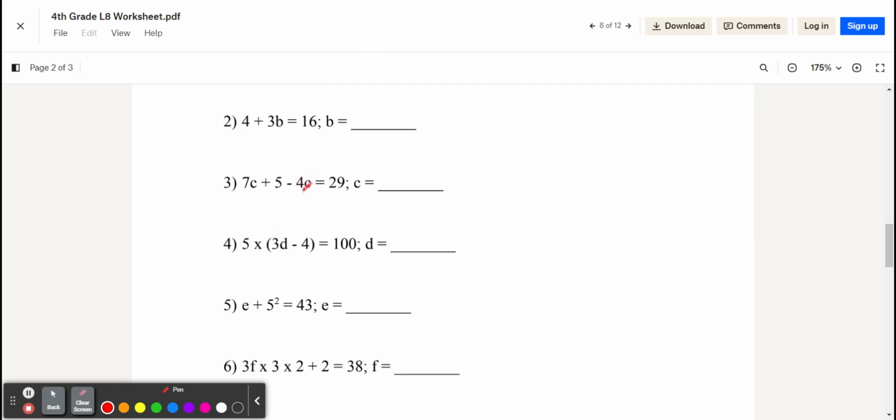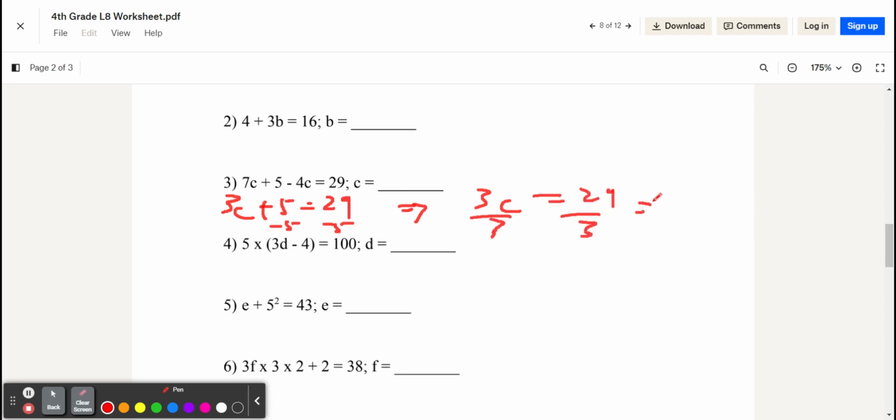7c plus 5 minus 4c equals 29. In situations like these, it's always best to first simplify. So we can do 7c minus 4c is 3c, plus 5 equals 29. Subtract 5 from both sides, and then you will get 3c equals 24. Divide both sides by 3, and then you will get c equals 8. So 8 is our answer.